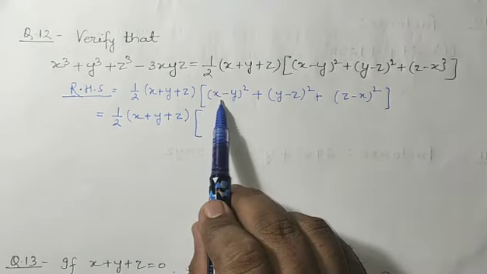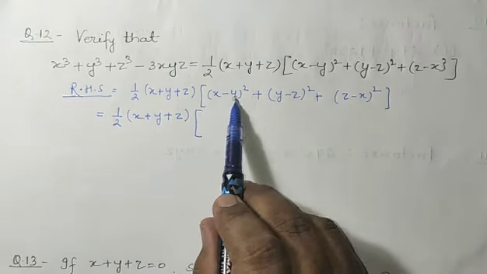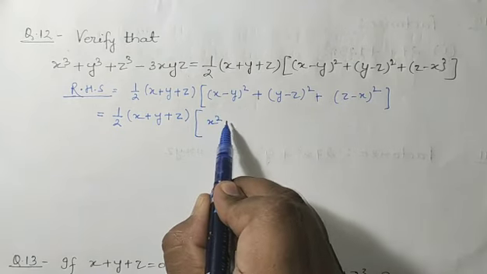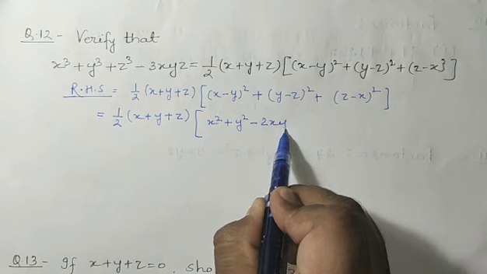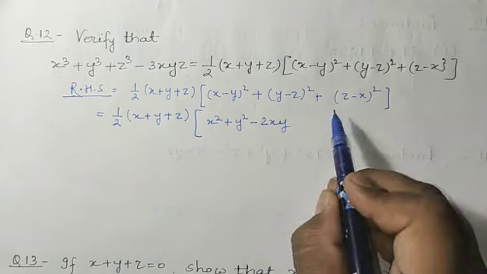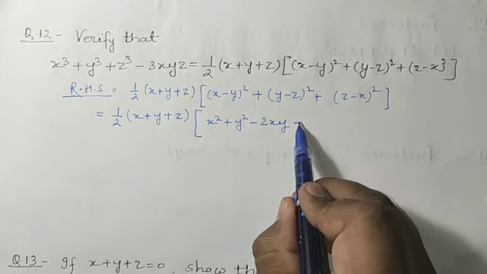It is like (x minus y) whole square. The formula of (x minus y) whole square is what? x square plus y square minus 2xy. Now the square of (y minus z) is what?